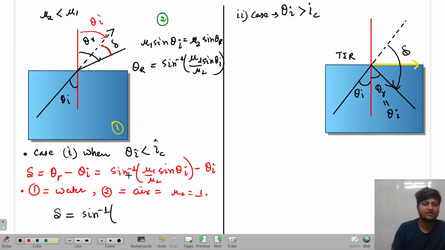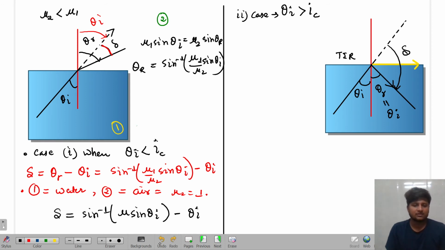It is important right now: deviation is sine inverse of mu sine theta I, minus theta I. Got it or not? So this is the relation. And this was the case which was asked in JEE 2020: how much is the deviation angle when light travels from one medium to another medium? If you see these options now, then you will be confused.